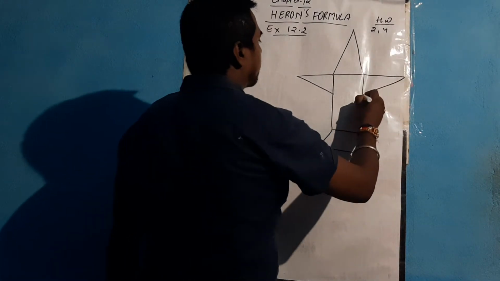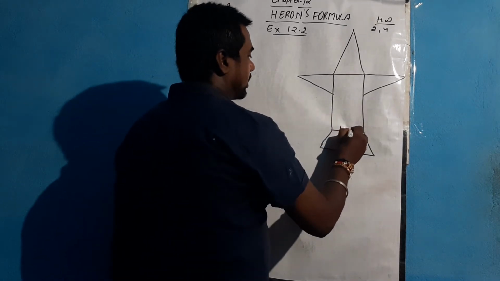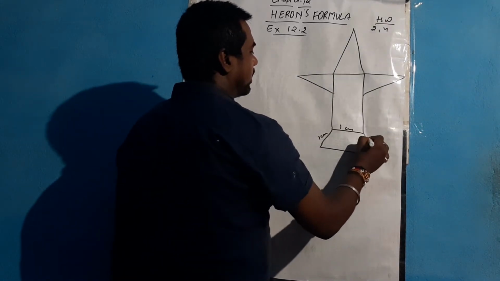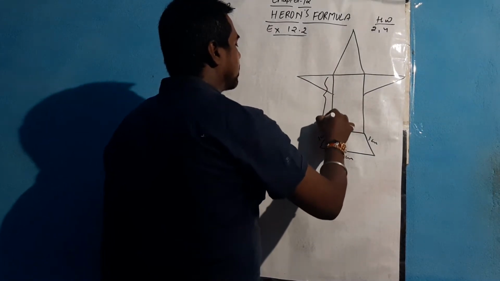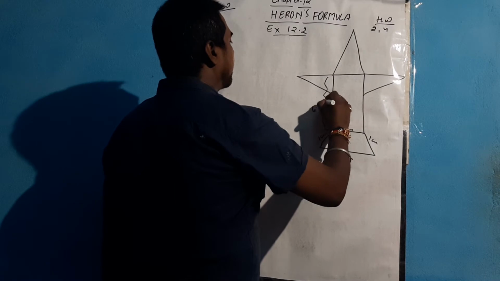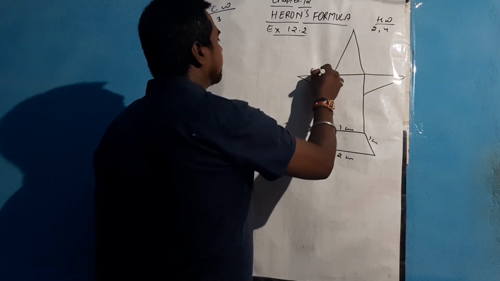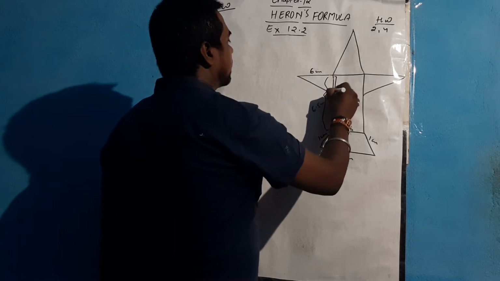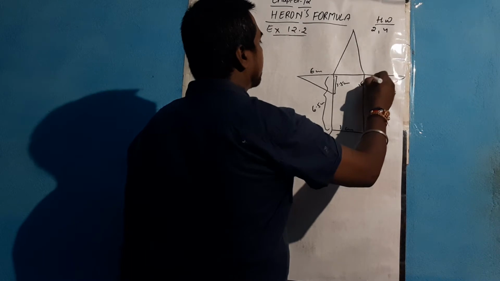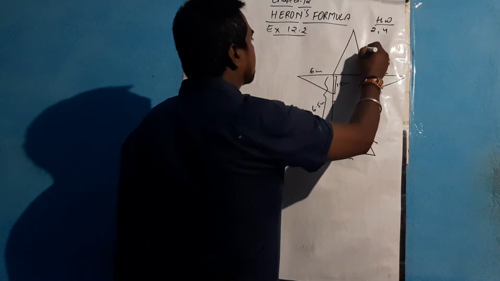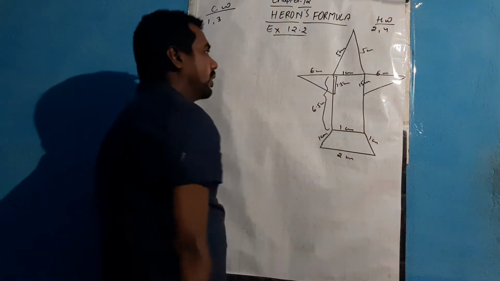Please excuse me for the figure if it is not exact. This is given as 1 centimeter, 1 centimeter, 1 centimeter, 2 centimeter. This is given as 6.5. This is 6 centimeter. This is given as 1.5 centimeter. Similarly, this is 1.5. This is 6. This is 5. This is 5, and this is 1.